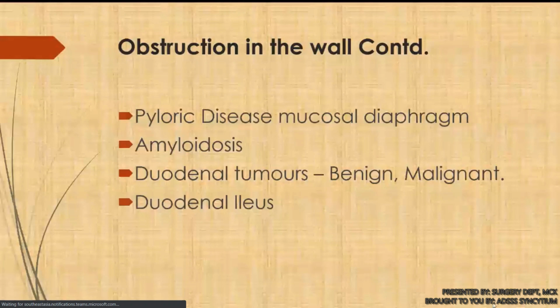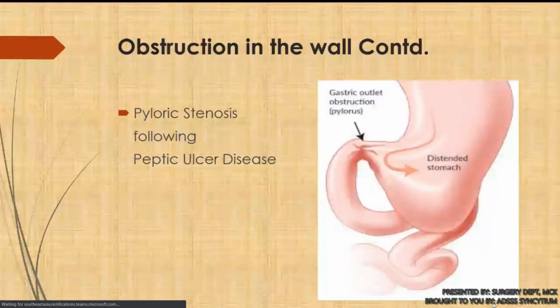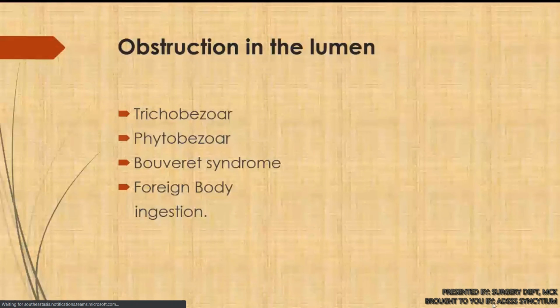Obstruction in the wall. Pyloric strictures are there. Pyloric stenosis following peptic ulcer disease. Other obstruction in the lumen of the stomach: trichobezoar, phytobezoar. Trichobezoar means foreign body containing hair. Phytobezoar means scales of the fruits, vegetables.